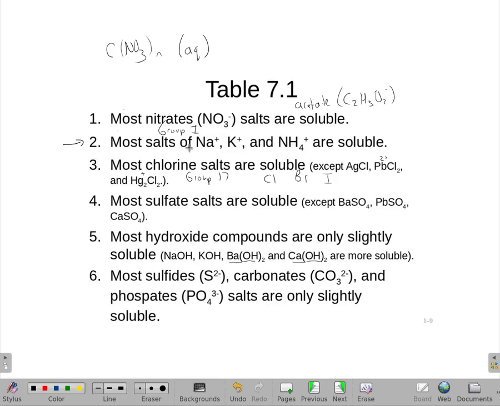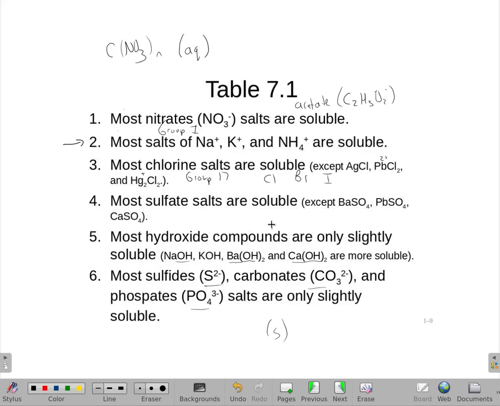If rule 2 says these are always soluble, then if I put those with OH, we would expect soluble. So this doesn't really add anything, other than it tells us that OH is, for the most part, insoluble, and any exceptions to these are soluble. And that fits in with 6. So 6 says sulfides, carbonates, and phosphates are only slightly soluble. So we would actually put a solid anytime those are formed. The exception to these and hydroxide are anything in group 2.